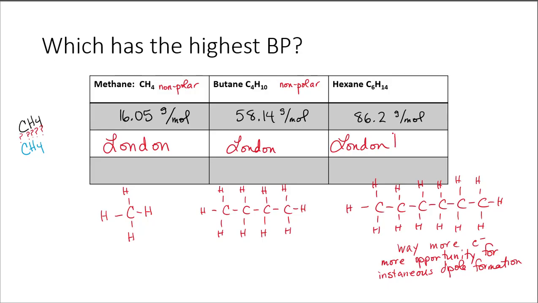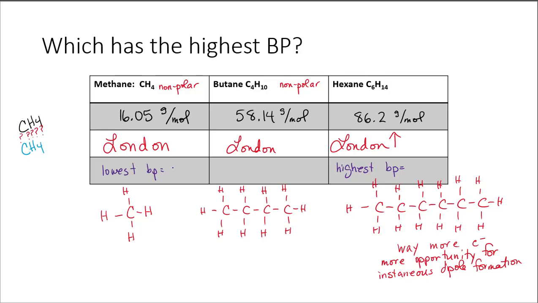This is going to have the strongest London force. This will have the highest boiling point, and I'm going to look at that in a second so I can actually put the number down. Methane, on the other hand, is going to have the lowest boiling point. It's a little wee tiny molecule.